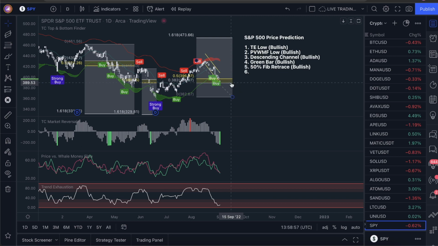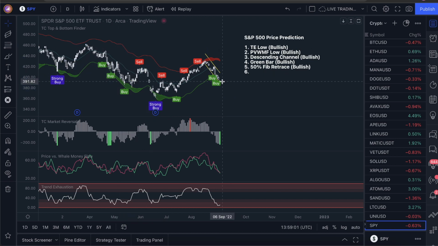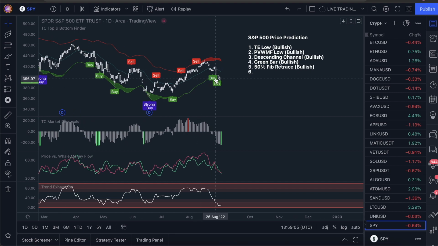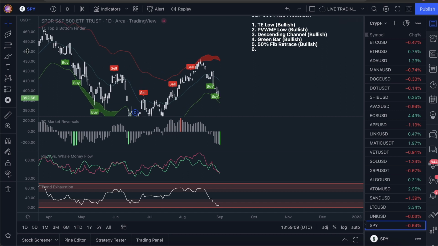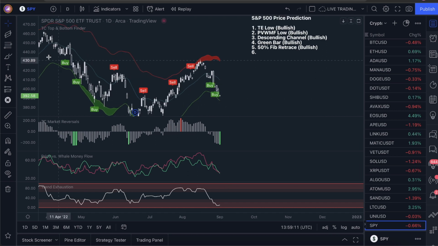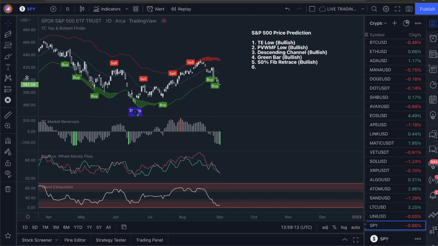All right, the last thing here, guys, and we'll wrap up this video. What's the last thing you guys need to know? You need to know about this green line here that we coded into the TC top and bottom finder. This green line down here is looking for support in the market. I'm going to get this a little bit bigger so you guys can see where the green line is. See how it's right here? It's hard to see it because the price is honestly getting very close to it.